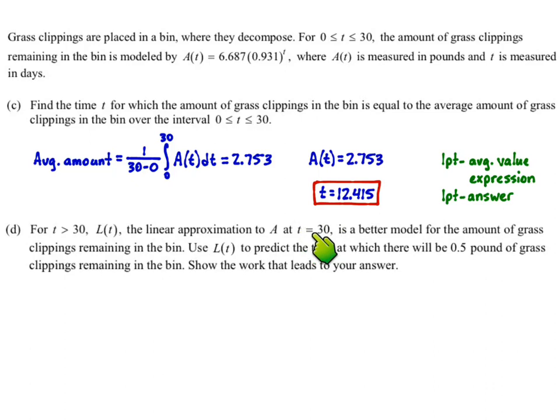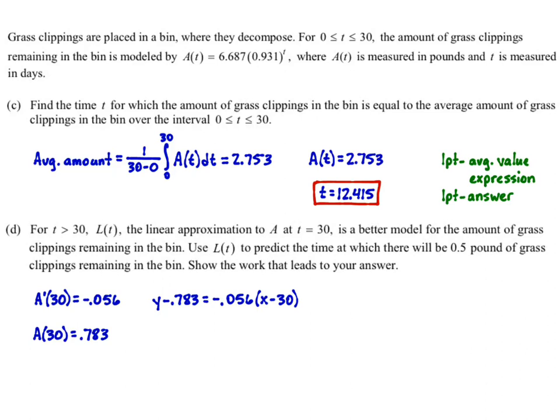Well, we know when t equals 30, so to find the point, we're just going to plug in 30 to a and get our point. So a prime of 30, typing that in my calculator, I end up with negative 0.056. And then a of 30, when I just plug in 30 into my time here for a, I get 0.783. So there is my slope, and there is my point. So my tangent line is going to be y minus 0.783 equals negative 0.056 times x minus 30.